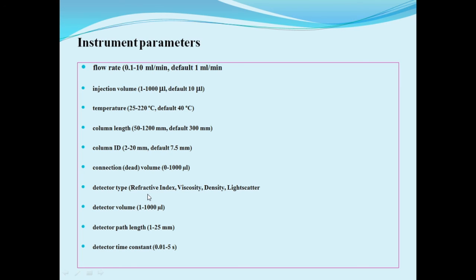Detector type: refractive index, viscosity, density, light scatter. Detector volume, detector path length 1 to 25 millimeter. Detector time constant 0.0125 second. All these are the size exclusion chromatography.